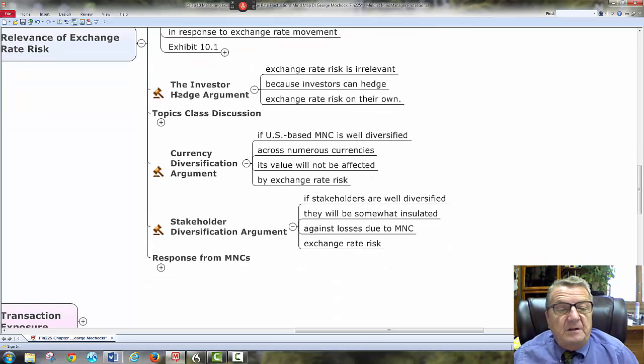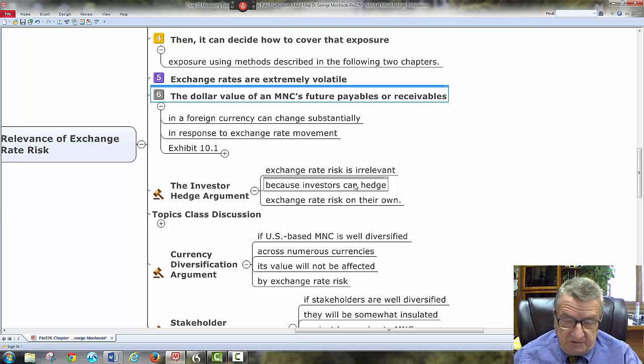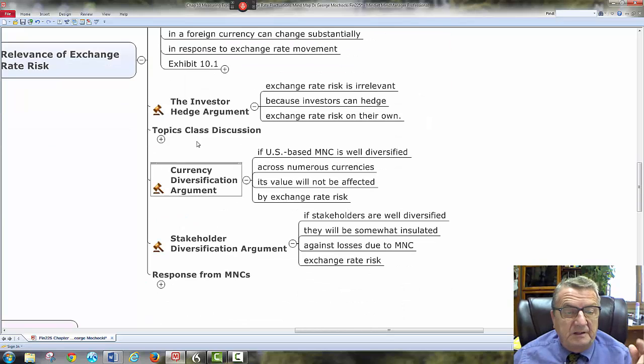All right. Now, here's something to look at. The investor hedge argument. Here's the argument: exchange rate is irrelevant, but I'm looking at the exchange rate because investors can hedge. You go from one extreme to the other extreme to find that balance, but sometimes you're not right. Investors can manage exchange rate risk on their own. Okay, that's the investor argument.